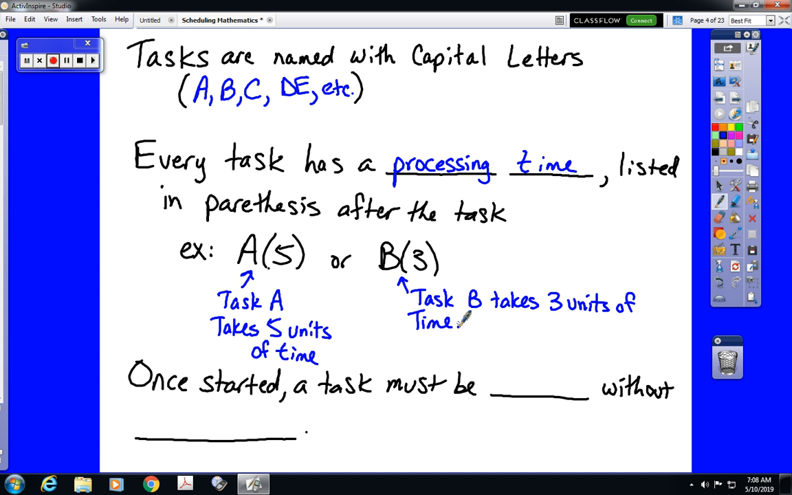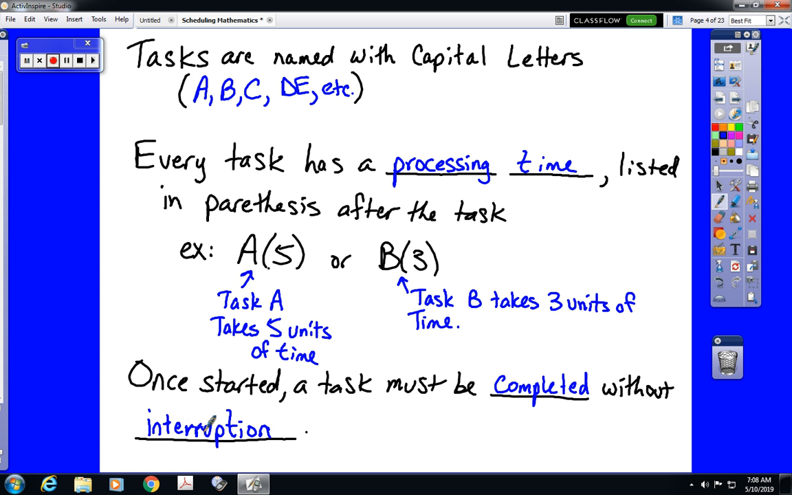Now, the last part for the high school level problems that we're going to be discussing is that once a task has been started, that task must be completed without interruption. In other words, it's another thing that's very idealized about these problems in the classroom. Nothing's going to go wrong. Nothing's going to go overly right. If it says it will take 5 hours to complete the task, it will take 5 hours to complete the task.